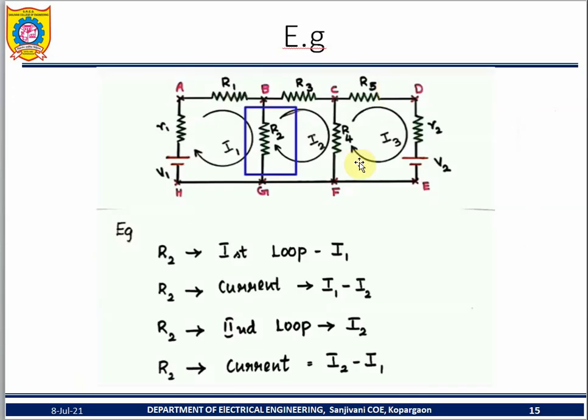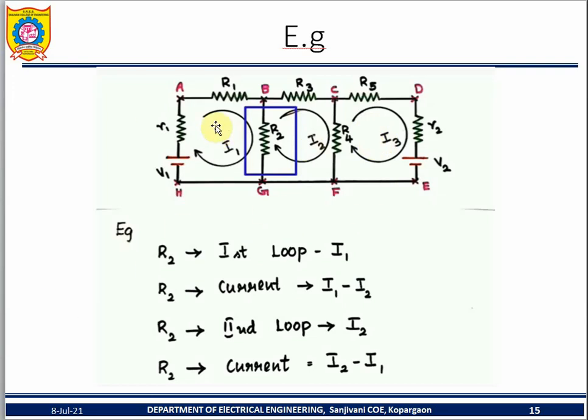This is one more example I will explain. Here I1 flows in this direction and I2 flows in the opposite direction. So through R2 the current is I1 minus I2. Now look at R4. I2 is going downward and I3 is going in the opposite direction, so it is I2 minus I3. That is how you write the loop.